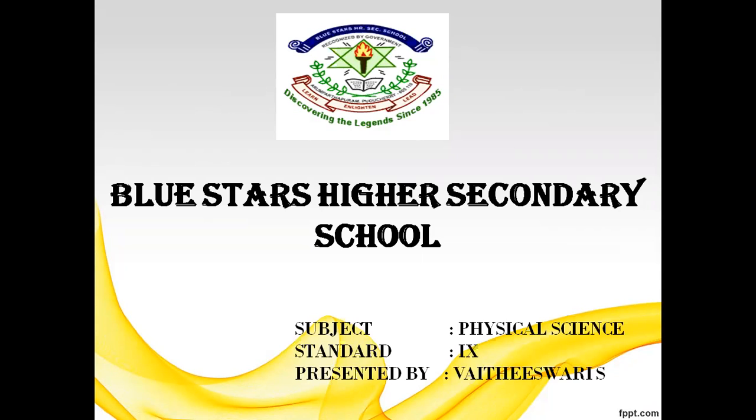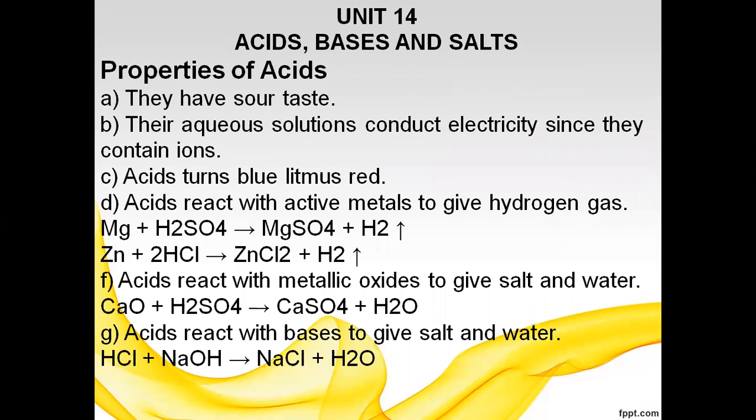Last class we discussed Unit 14: acids, bases, and salts. The first topic is acids. The word acid comes from the Latin word acidus, which means sour taste. Next, in 1884, the Swedish chemist Svante Arrhenius proposed a theory of acids and bases.